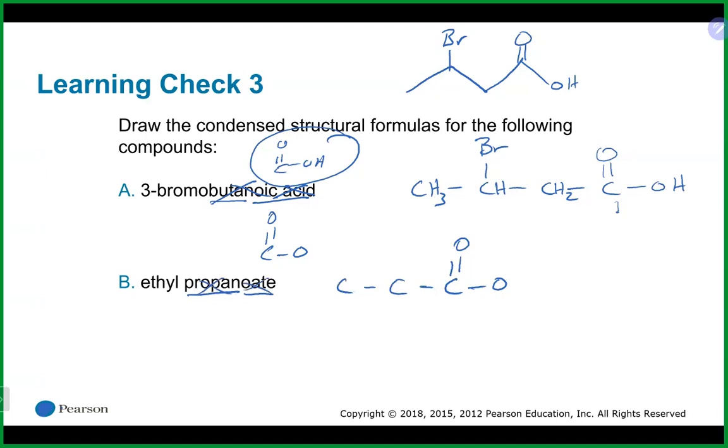Our ethyl comes from our alcohol side, which is our single bonded oxygen side, and ethyl is 2 carbons, so 1 and 2. And now we're just going to fill in some hydrogens here. Any questions on that one there?